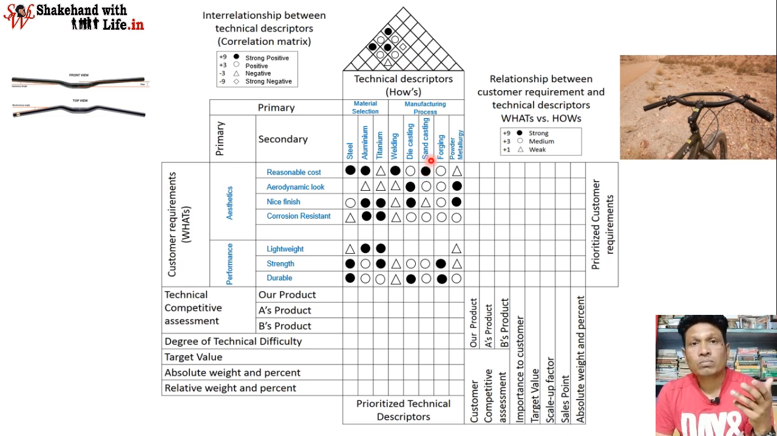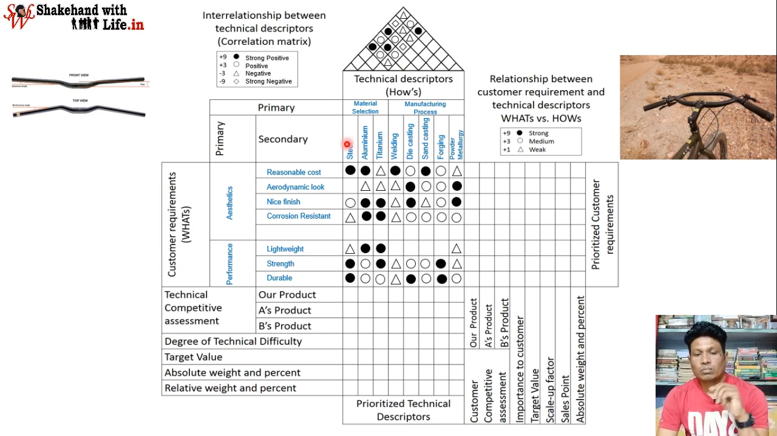We cannot manufacture a handlebar stem of titanium with sand casting. It cannot be sand cast. Okay, now we study the relationship of all three metals with forging. Steel has a strong negative relationship with forging, aluminum has a negative relationship with forging, and titanium also has a negative relationship with forging, right?